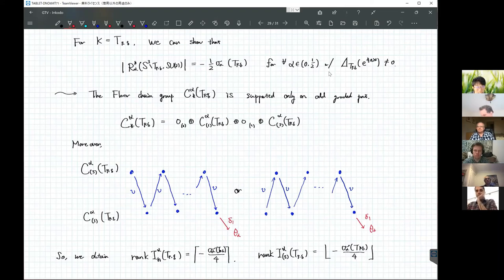Actually, Koki found a counterexample among the iterated torus knots, which does not satisfy this relation. Right. Yeah.